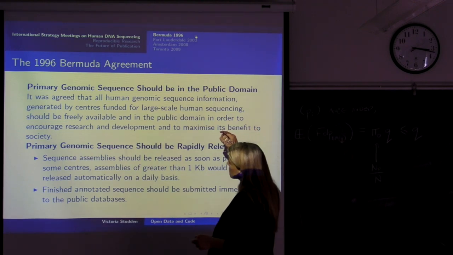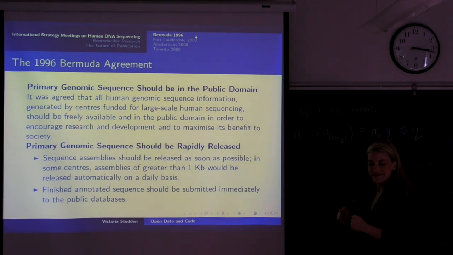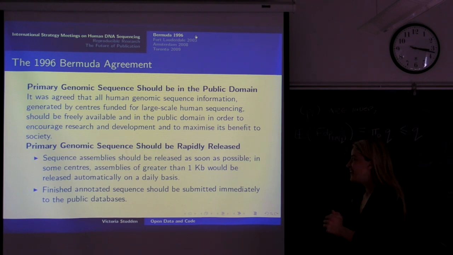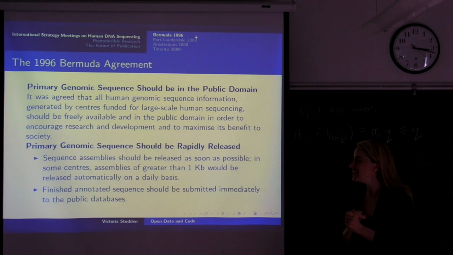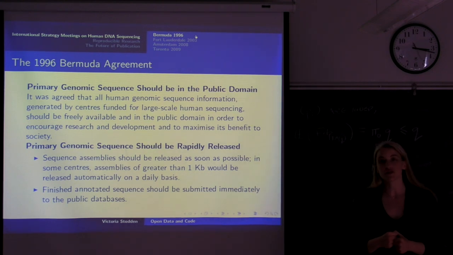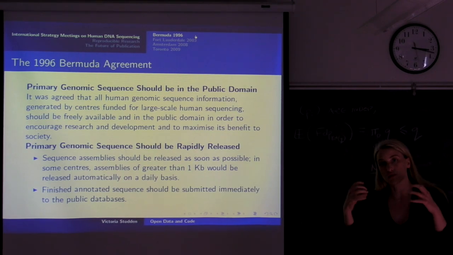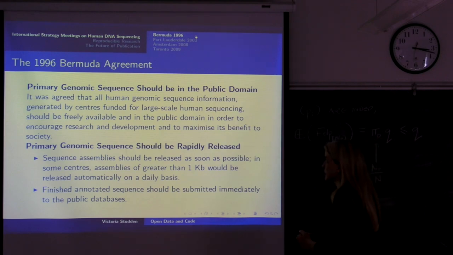So, the Bermuda Agreement, people went to Bermuda. I don't know exactly why they chose Bermuda. Maybe it was convenient. Who knows? I don't actually remember what time of the year it was, probably in the middle of winter. But 1996. And so these were big lab heads, right? These were important people who were really heavily involved in the production of sequenced data.